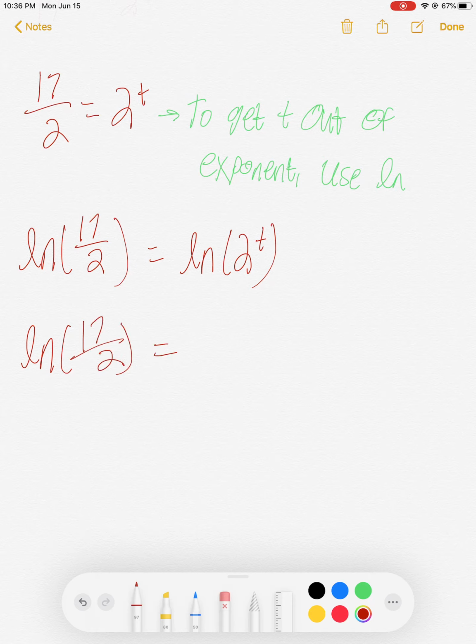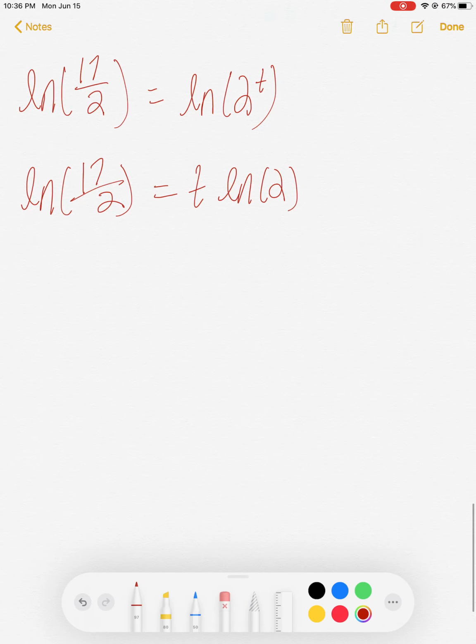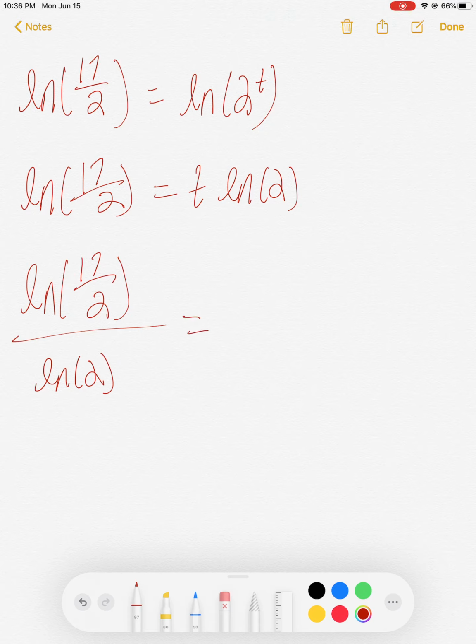Well, kind of like we did earlier. So earlier, you'll recall that I had this negative out front, and I brought the negative 1 out front into the exponent of the natural log. Now we're just going to do that in reverse, and I am going to bring that exponent, that t, down front, ln of 2. And that is the beauty of it, is that now I have ln of 17 over 2 over ln of 2 equals t.